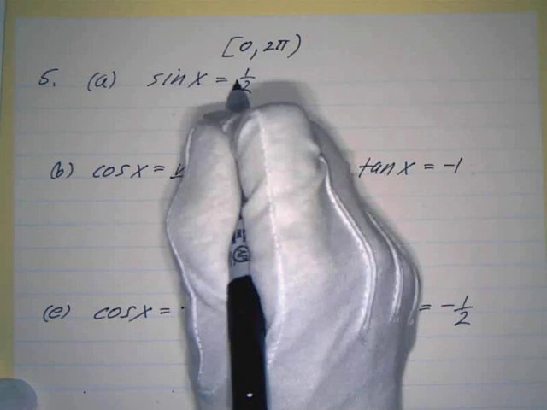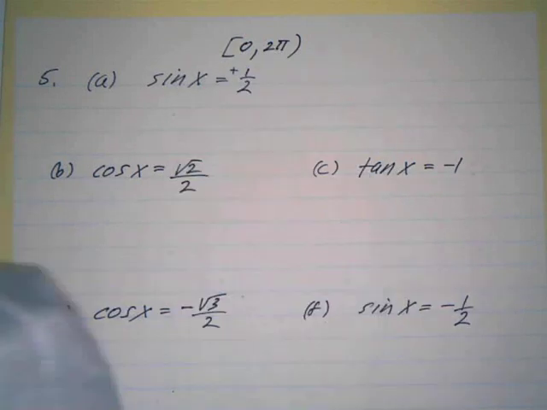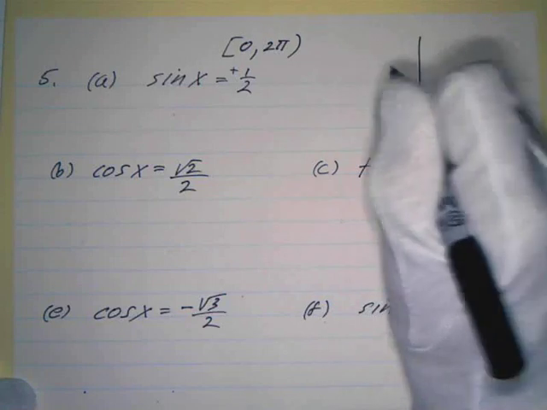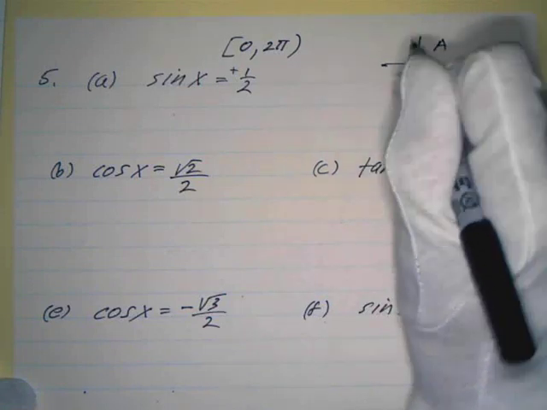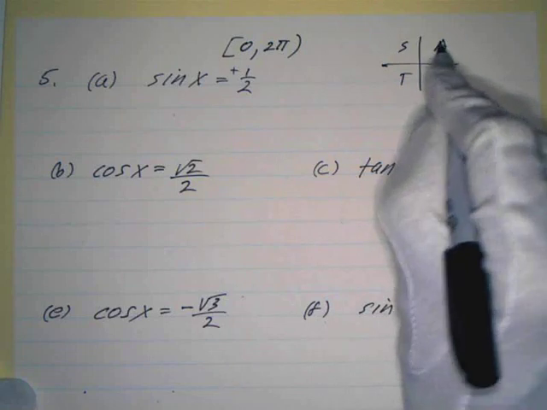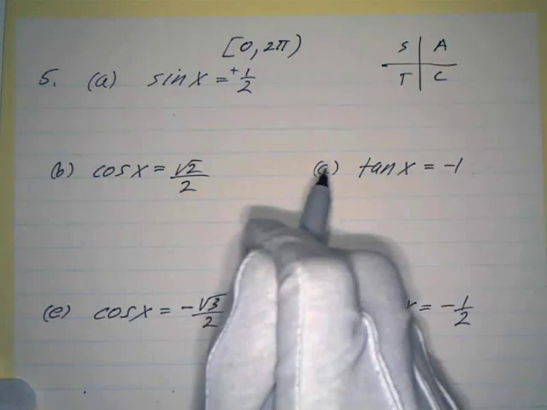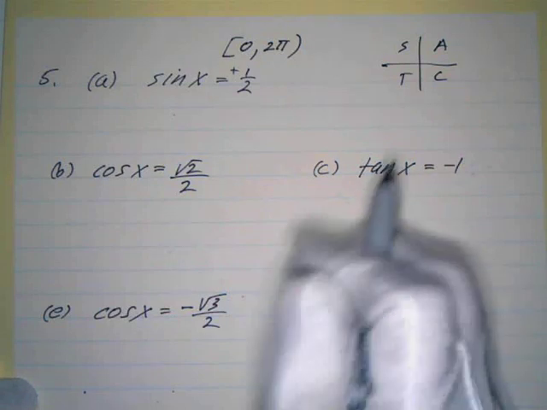First of all, we want to know what quadrant it's in. So this is positive. So the sine is positive. Remember, all students take calculus. So the sine is positive in these two quadrants. Okay? So I'm going to be in quadrant 1 and quadrant 2. So the sine of x equals 1/2.